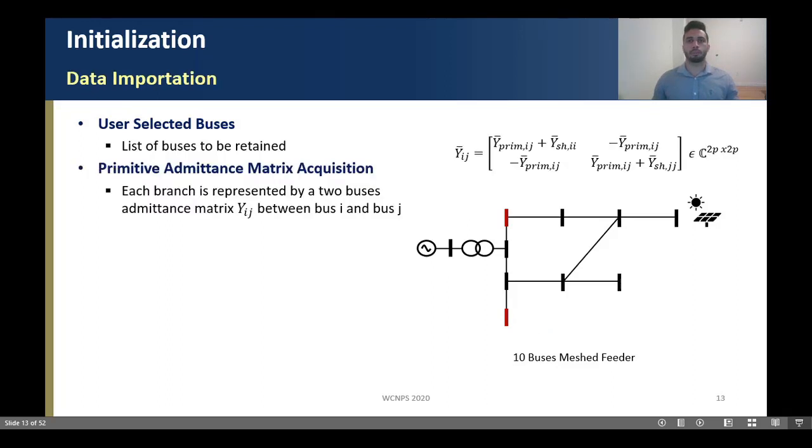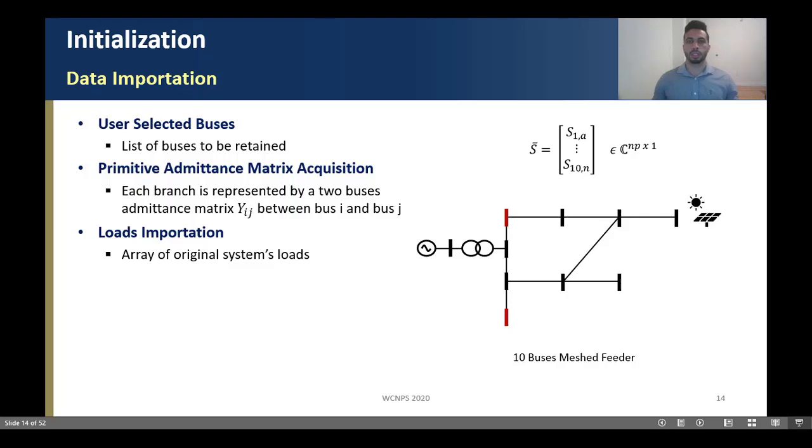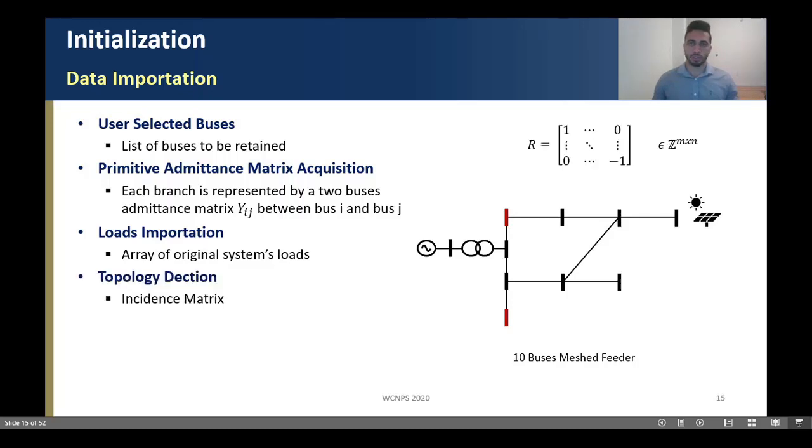Then we import all the line parameters. We also import the loads as a vector array, and then we perform the topology detection, and the topology information is placed into an incidence matrix. This incidence matrix allows us to manage and update the topology of the system accordingly.